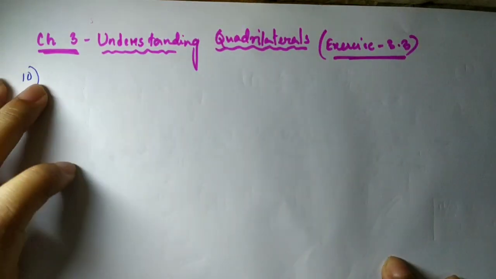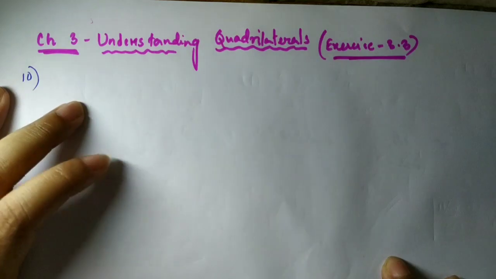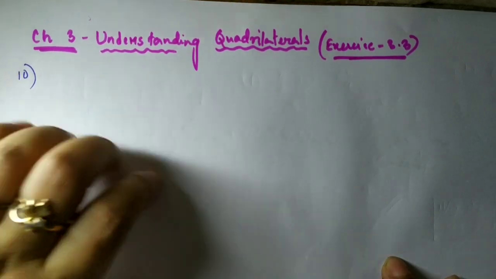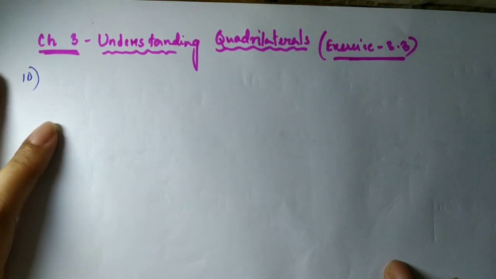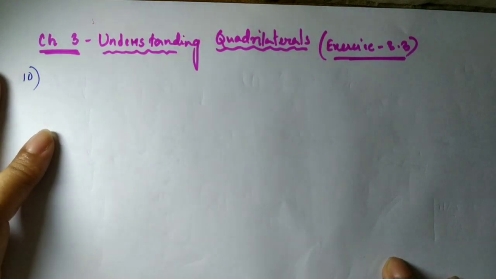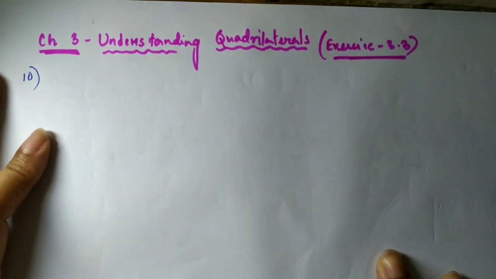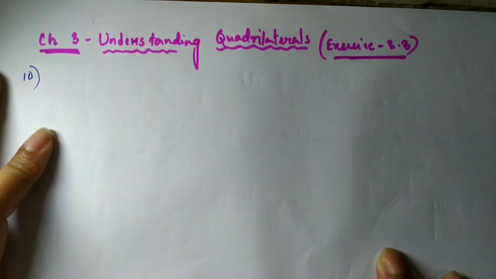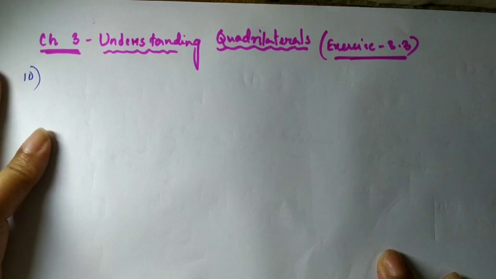Hello students, today we'll be starting with the last 3 questions, remaining questions of exercise 3.3 of our chapter 3, that is understanding quadrilateral. So today we'll start with question number 10. So let us see what is given in question number 10. It's given: explain how this figure is a trapezium, which of its two sides are parallel.